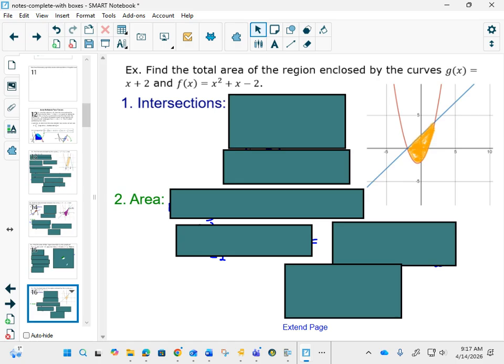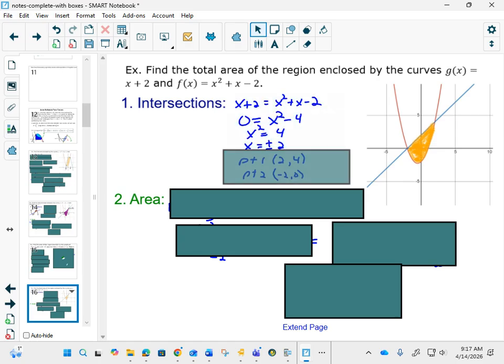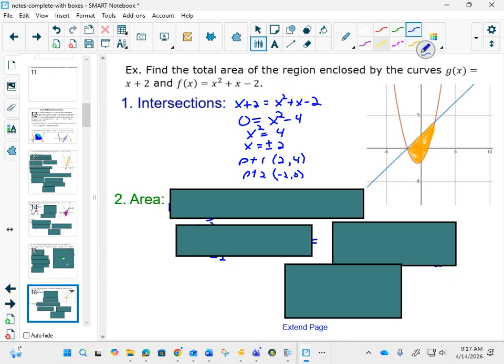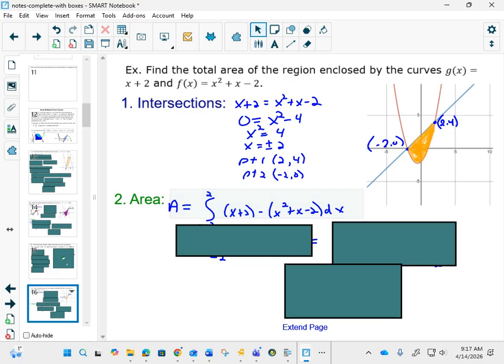We still need to find out what our two intersection points are. And we get them here. At this graph, negative 2, 0 and 2, 4. Those are our intersection points. And the area is just the top one minus the bottom one. And even though some of the area is below the x-axis, and that technically would be negative, it still works out.